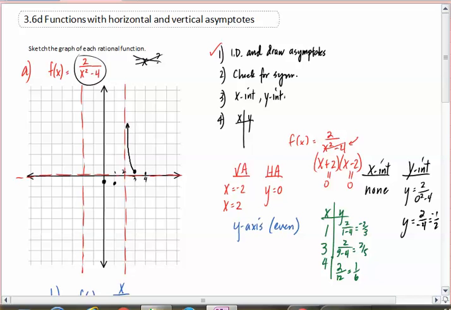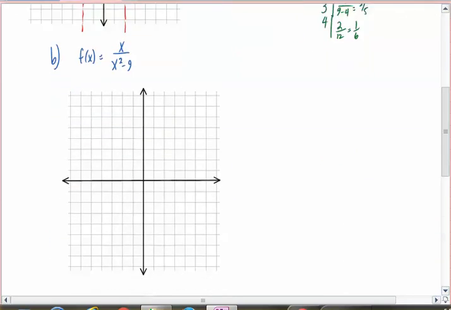And I will tell you this, that horizontal asymptotes, as x approaches infinity and negative infinity, will approach the horizontal asymptote. So I know that that's going to approach that asymptote. There's no question. Now, this one is going to go like this. I see that that's the curve that's happening, and I know it's symmetric, so I know the other side has to do the same thing. And there we have our graph. Let's go on to the next one.